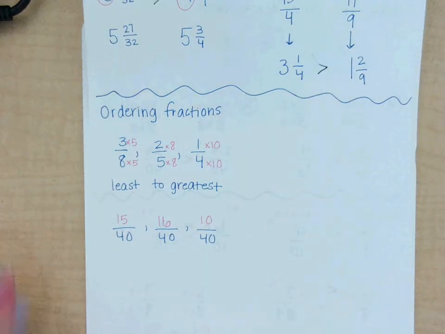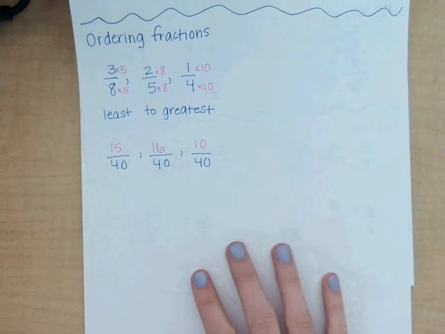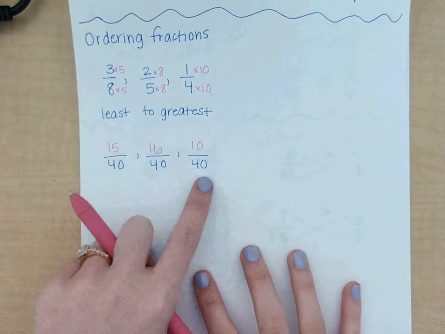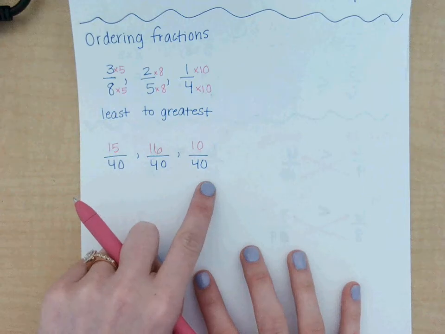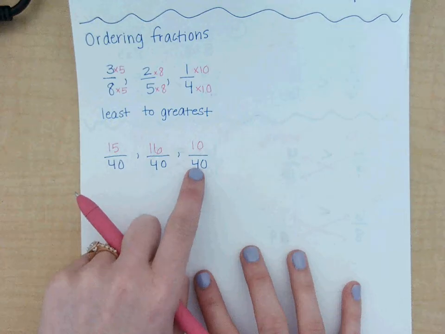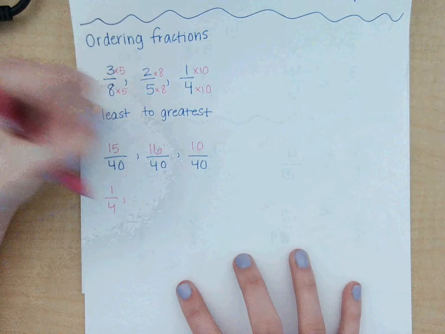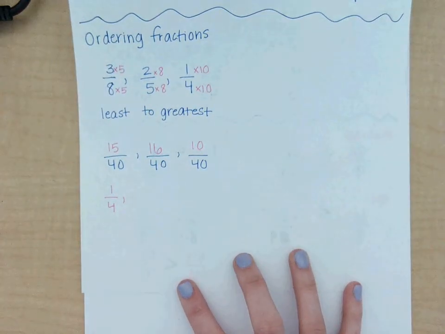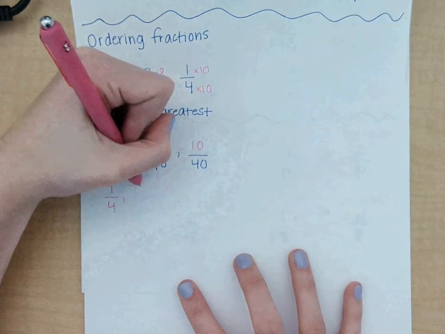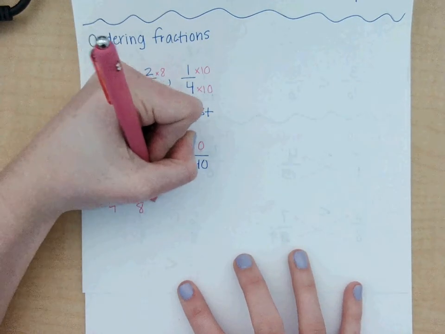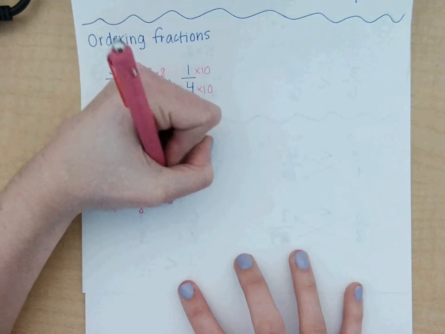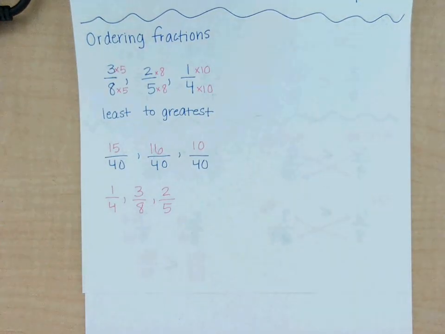Now that we have a common denominator, can I put them in order? Yes. Now when we do this, we want to go back to our original fractions. So if we're looking at these here, what comes first? 10/40ths, or 1/4. When you write your final answer, you need to use the originals. What's going to come next? 3/8. And what's last? 2/5. That was a lot of stuff.